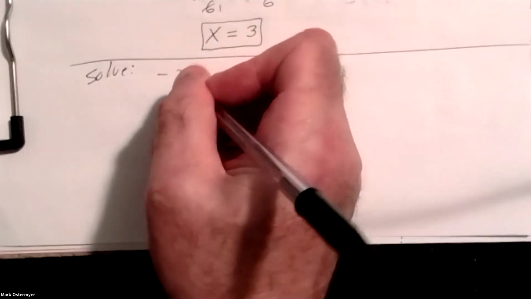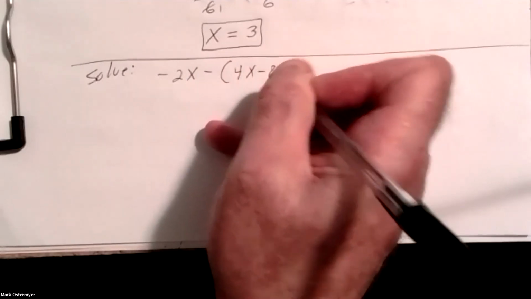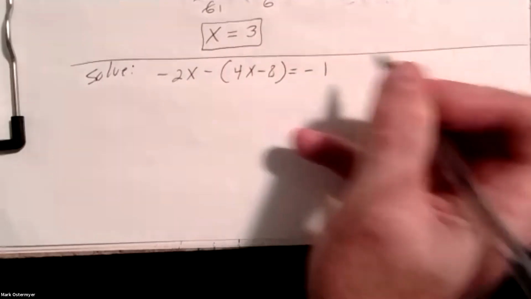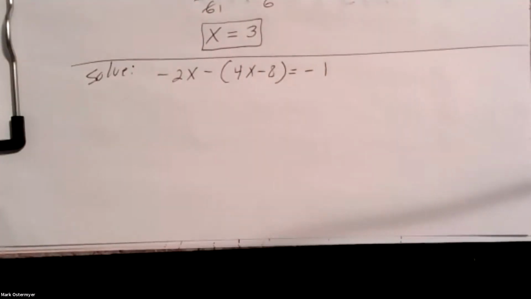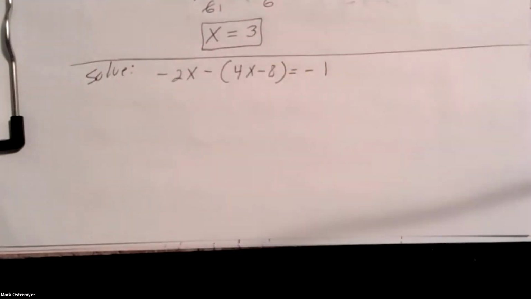Okay, let's try this one. Negative 2x minus quantity 4x minus 8 equals negative 1. Here is a first degree or linear equation. We want to solve for x.